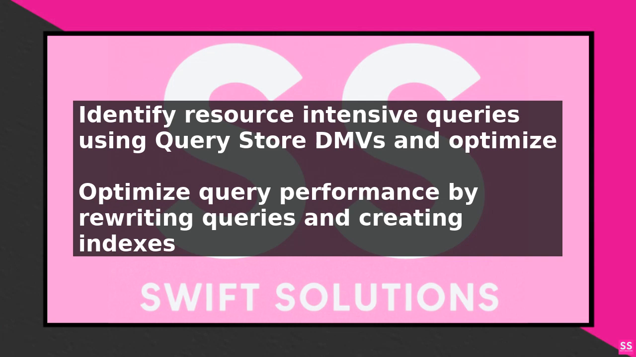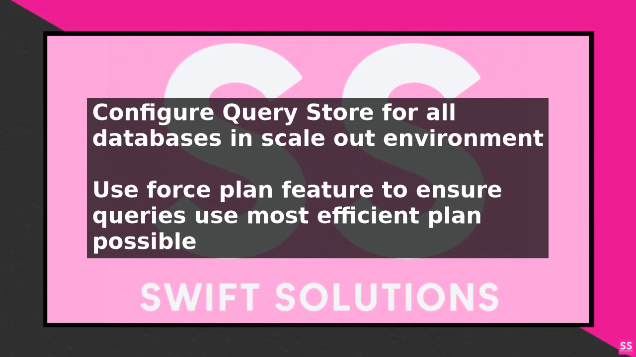When using Query Store with Azure SQL Scale-Out, there are a few best practices to keep in mind. First, make sure to configure Query Store to collect data on all databases in your scale-out environment. This will give you a complete view of query performance across all databases. Second, use the Query Store data to identify queries that are consuming the most resources and optimize those queries first. Finally, use the Force Plan feature to ensure that queries are using the most efficient plan possible.